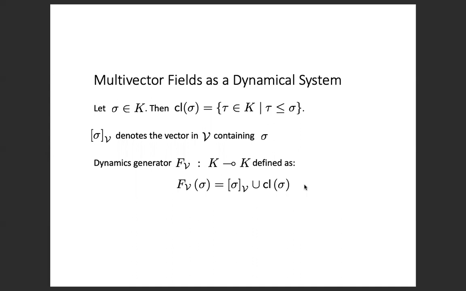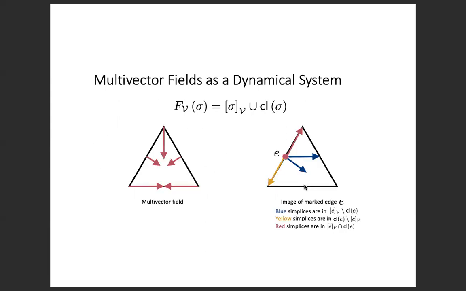Then we can define the dynamics generator as a multi-valued map, as was introduced in the tutorial, where the image of a simplex is the multi-vector containing the simplex together with its closure. So what does this mean? If we have this multi-vector field on the left, we have 2 multi-vectors. One consists of a vertex, 2 edges, and a triangle. And one consists of 2 vertices and an edge. If we're standing at this edge E, we can go to this vertex on the bottom left because it's a face of E. We can go to this edge on the right because they are in the same multi-vector. We can go to this triangle because E and the triangle are in the same multi-vector.